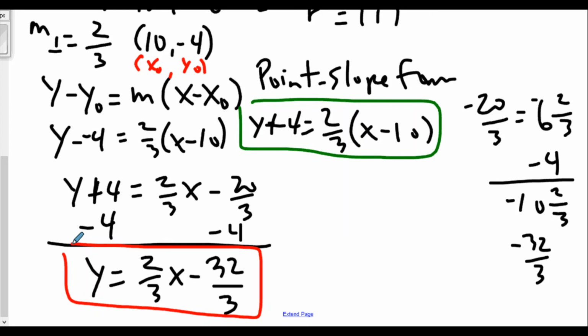Now, which one is correct? Both of them are correct. Which one do I personally use? I'd probably use the point-slope form, because this way I don't have to worry about fractions.